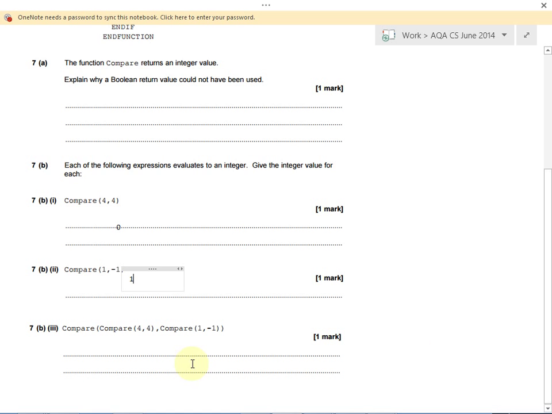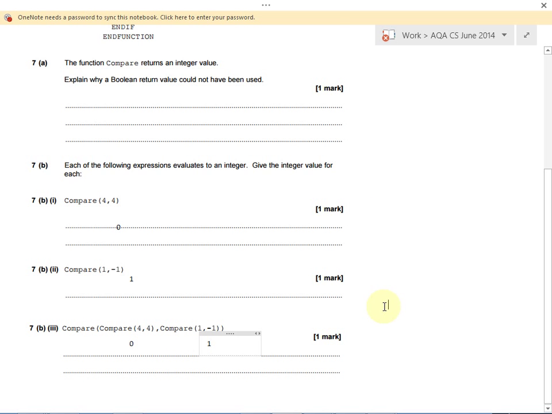And then this one's a little bit devious. We're calling the function three times. So we need to look inside the brackets first. It's like in maths, the order of operations, BIDMAS, where you work out the brackets before anything else. So let's work out compare 4, 4, which is where they're both the same. Well, we've done that already. 4, 4 is 0. 1 and minus 1, well, we've done that already. That's 1. And then we need to compare 0 and 1.